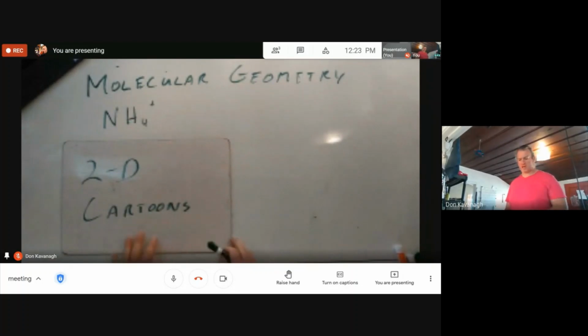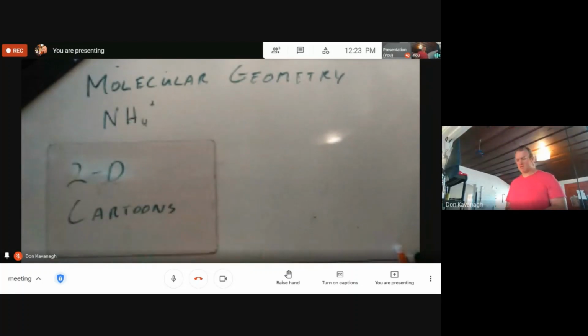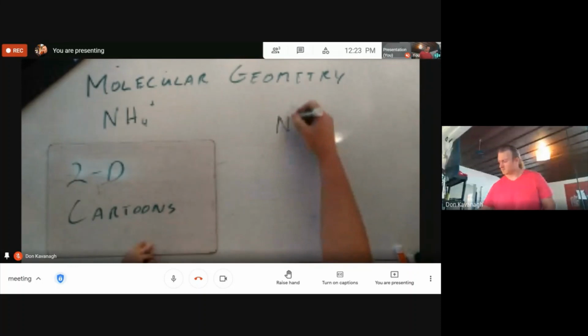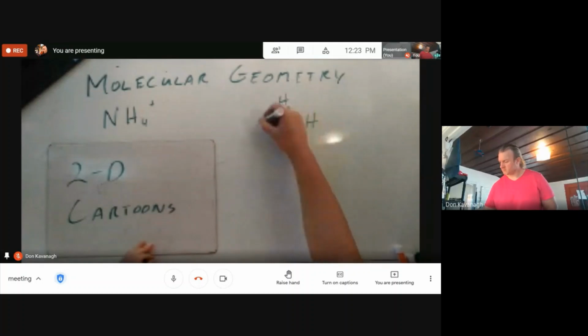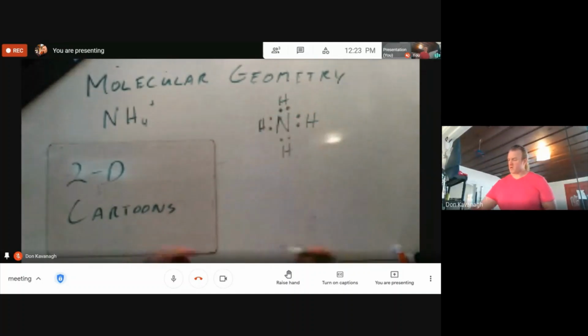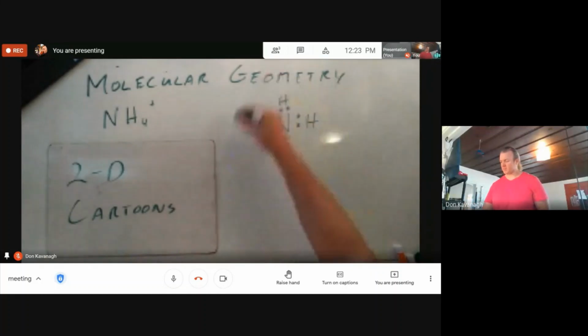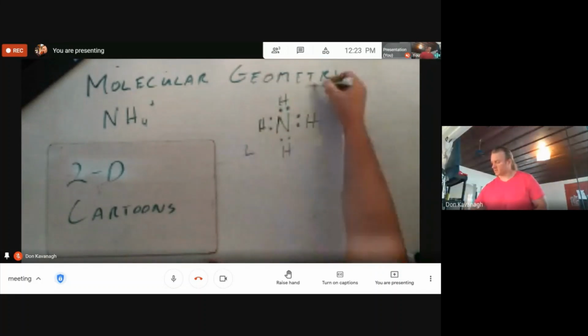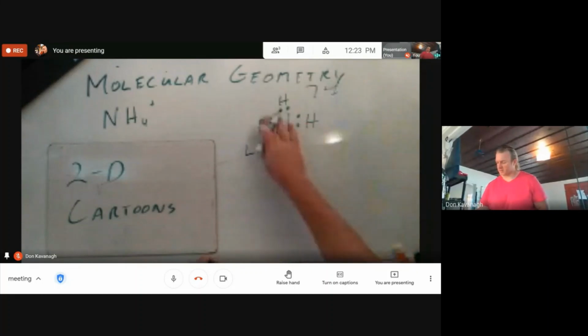Now, ammonium, NH4, is going to have 8 valence electrons, 8 total electrons, and everybody's going to have an octet. So here's a good Lewis dot structure for ammonium. This whole thing has a +1 charge, so you can see brackets around it with a +1 right there.